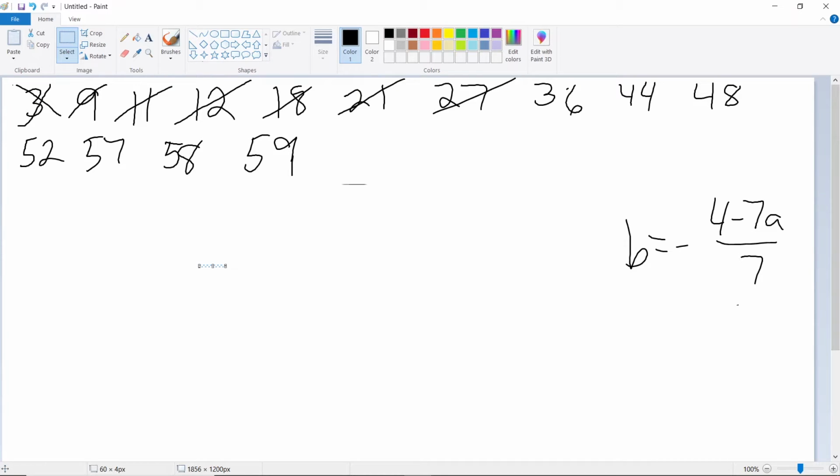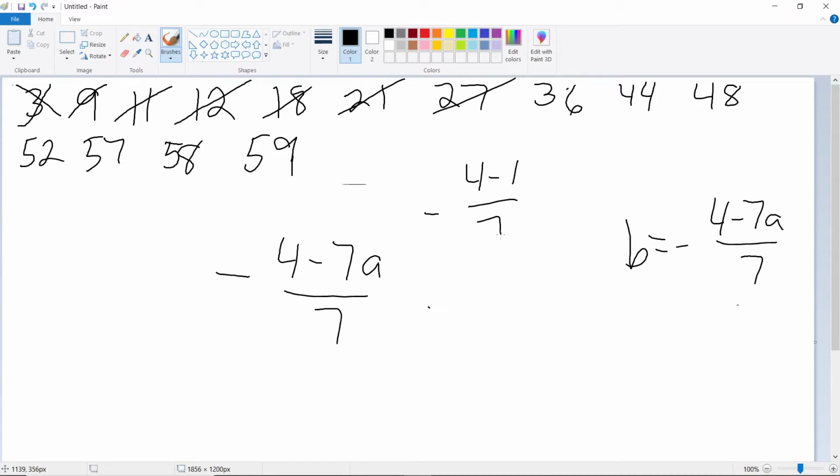So we get, I'm just going to show you in case you didn't know how to separate this thing. Negative 4 minus 7a over 7. And let's say a equals 1. So I get negative 4 minus 1 over 7, negative 3 sevenths. And let's just plug that in. We said a equals 1.